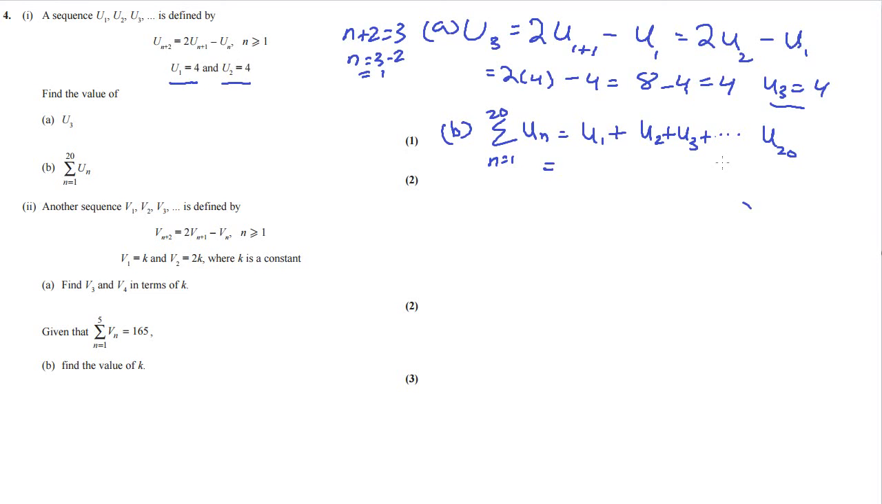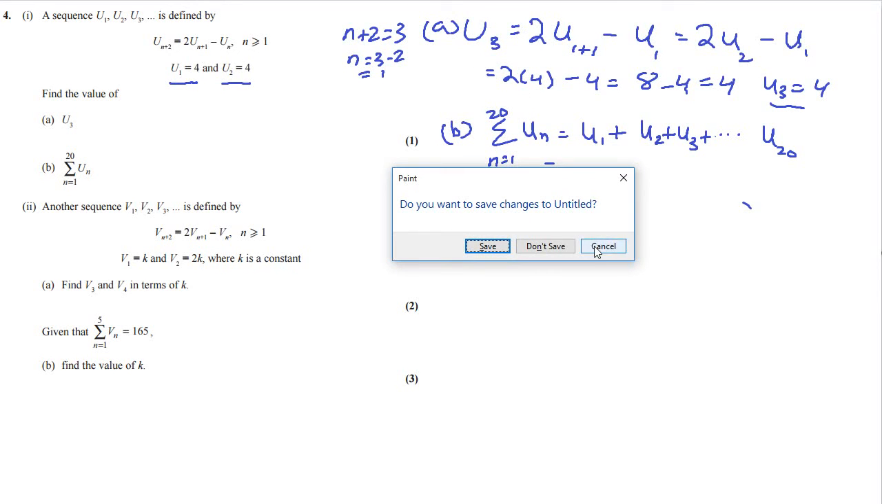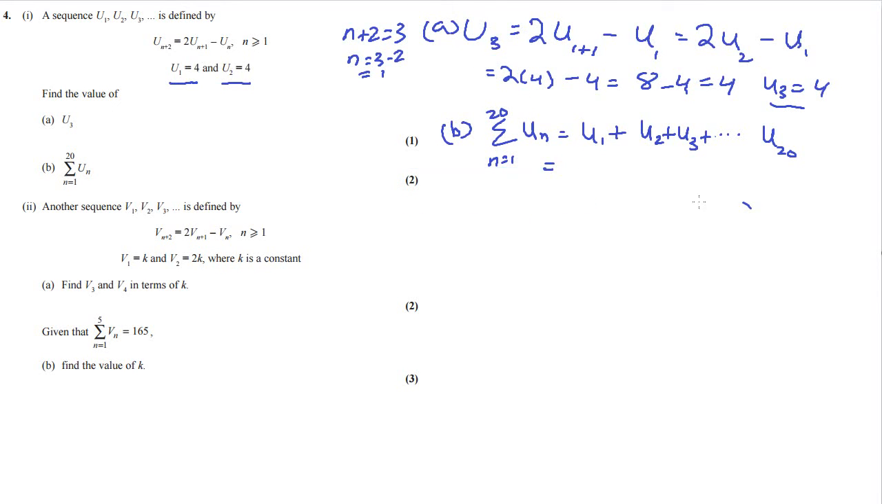So in other words, all this is asking us is to take the sum of these terms, and every term is a 4. So how many 4s have we got? We have got 20 4s. So in other words, we have 20 times 4, so our answer should be 80.